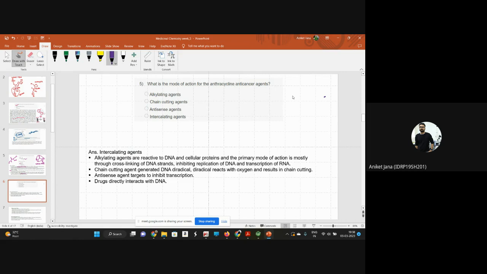So what does it do? They alkylate the negatively charged groups like DNA and proteins. They have some polarized functionality. So these alkylating agents add an alkyl group to the DNA and protein molecule, and so they cannot perform their normal transcription, translation, or replication process. In this way, they form cross-linking in the DNA strand, inhibiting replication and transcription of the RNA. So this is their mechanism of action.